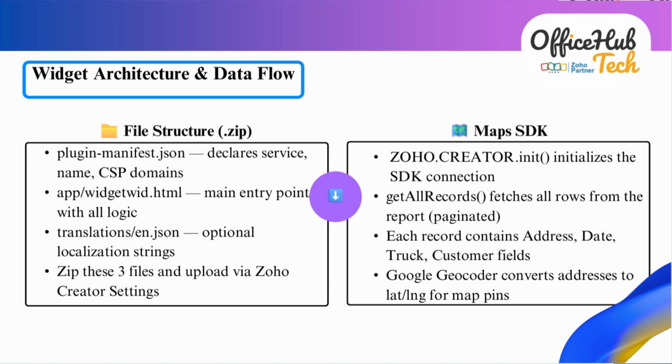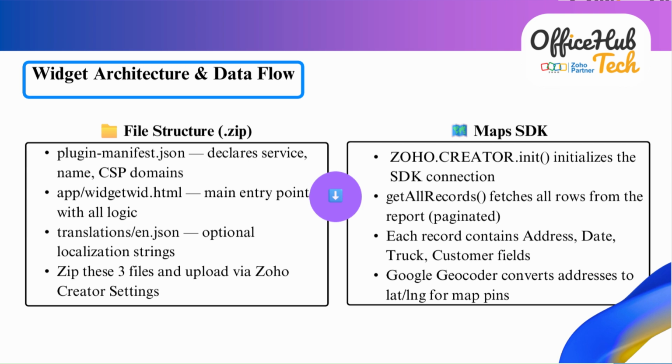Widget architecture and data flow. Let's see how the widget is actually built. The file structure is simple: a plugin manifest JSON, an HTML file called widget.html, and then an optional translation en.json for localization. You zip up these files and upload them into the Zoho Creator settings, under widgets. So that's it. Now, what is the data flow and how does information move into the map?